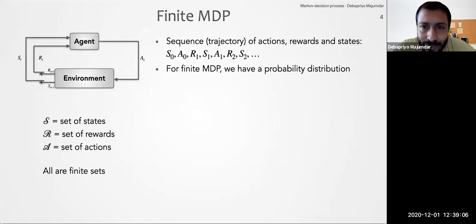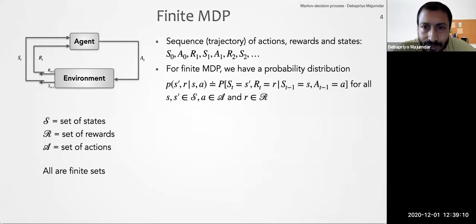So for a finite MDP, we have a probability distribution that is something like this: given state S and action A, what is the probability of getting reward R and going to state S prime?